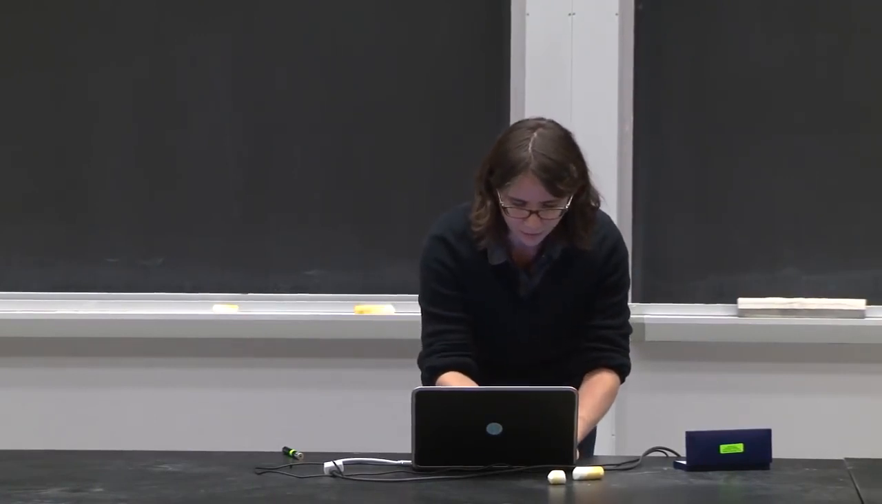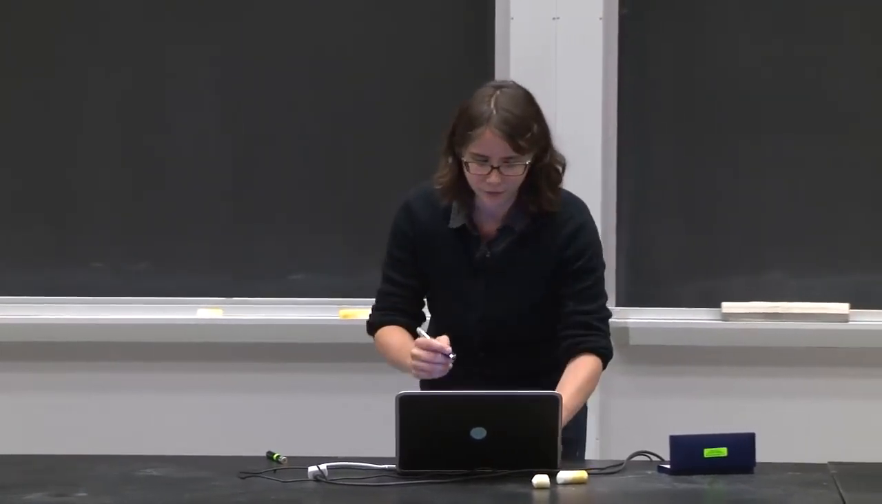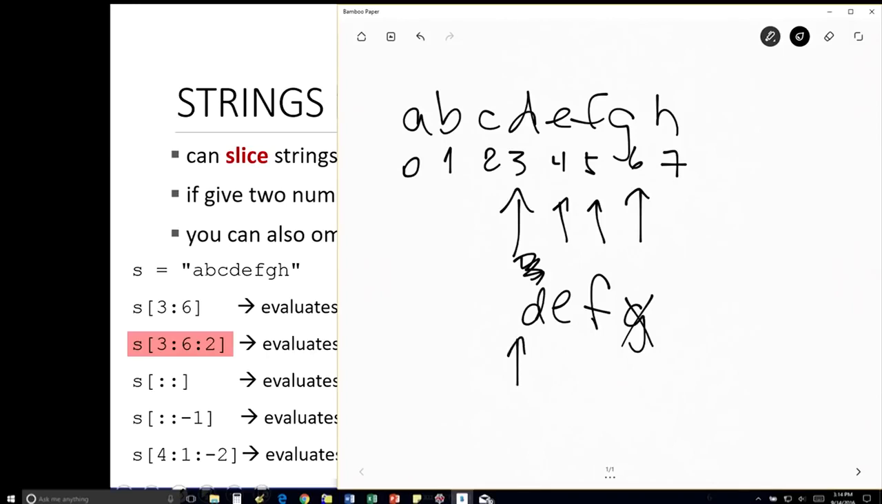The next one here, 3, 6, 2, is going every other one, right? So we start at 3, and then we skip every other one. So we go D, but not E, and then F, and then stop.